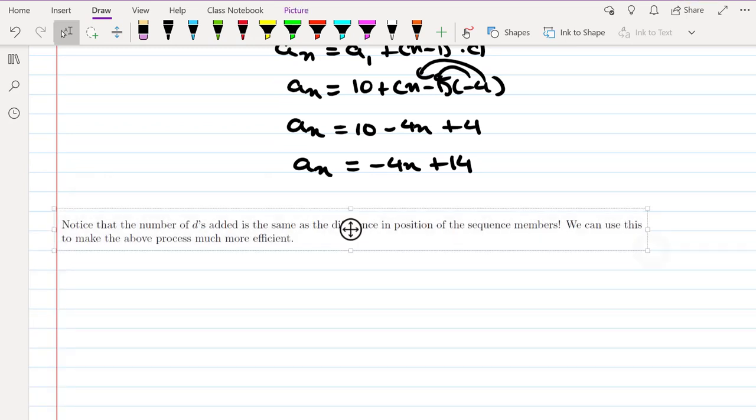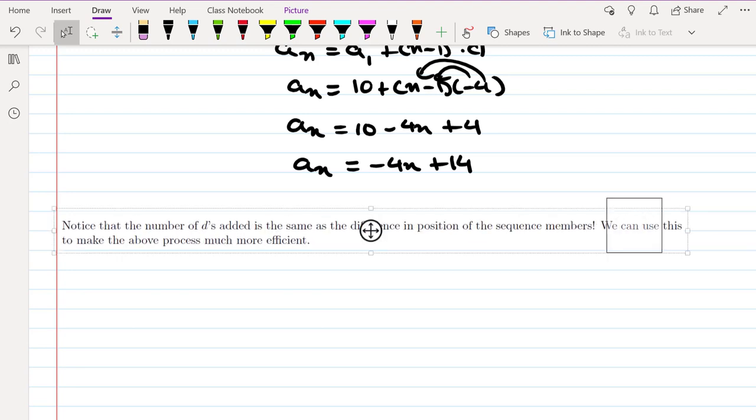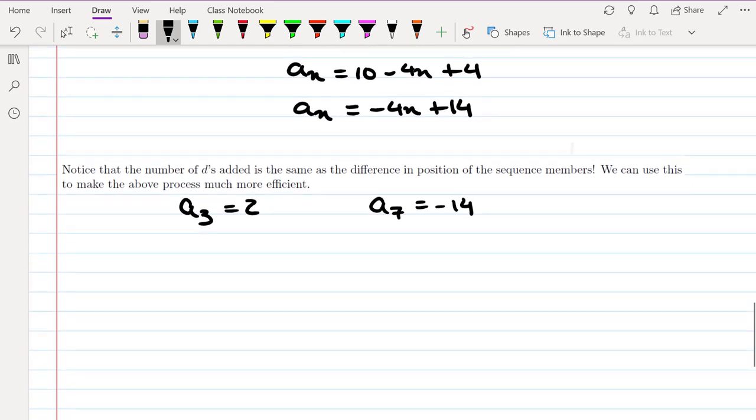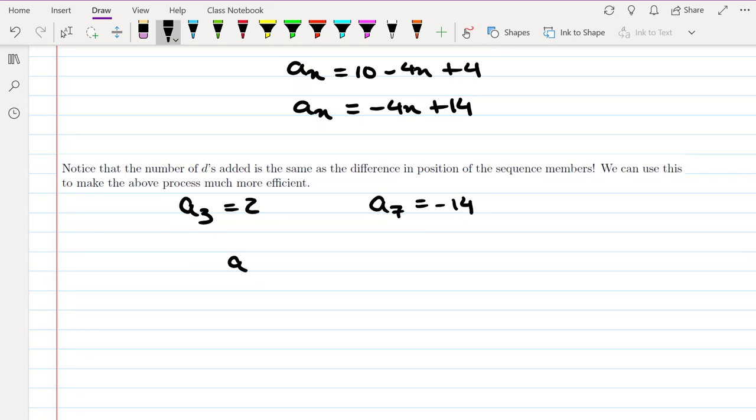So what we notice then is that if we had a sub 3 is equal to 2 and a sub 7 is equal to negative 14, we have that a sub 7 is equal to a sub 3 plus 7 take away 3 times d, where we have our 7 and our 3.